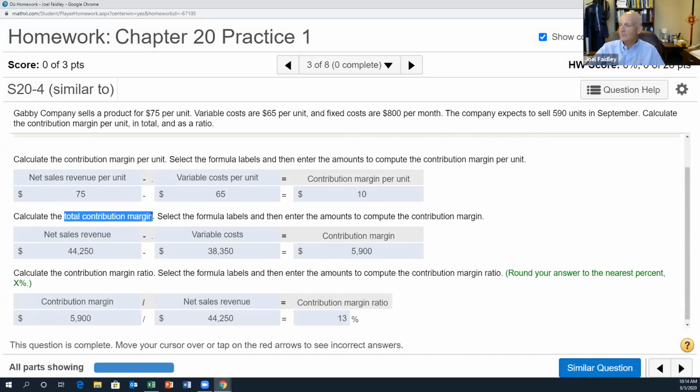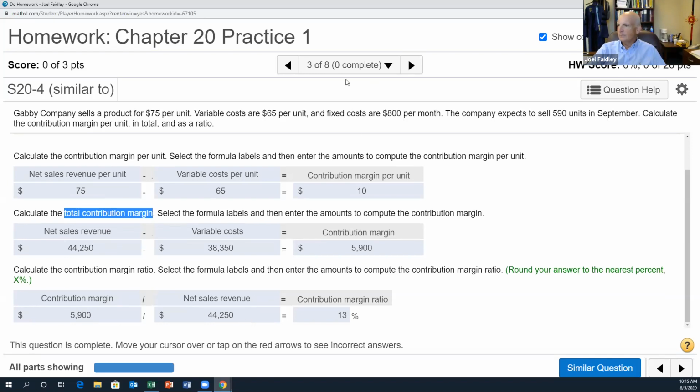That's total contribution margin. It's like the example I gave you here earlier, right? That's an income statement format. So there's my contribution margin. Contribution margin ratio is just contribution margin divided by sales revenue.